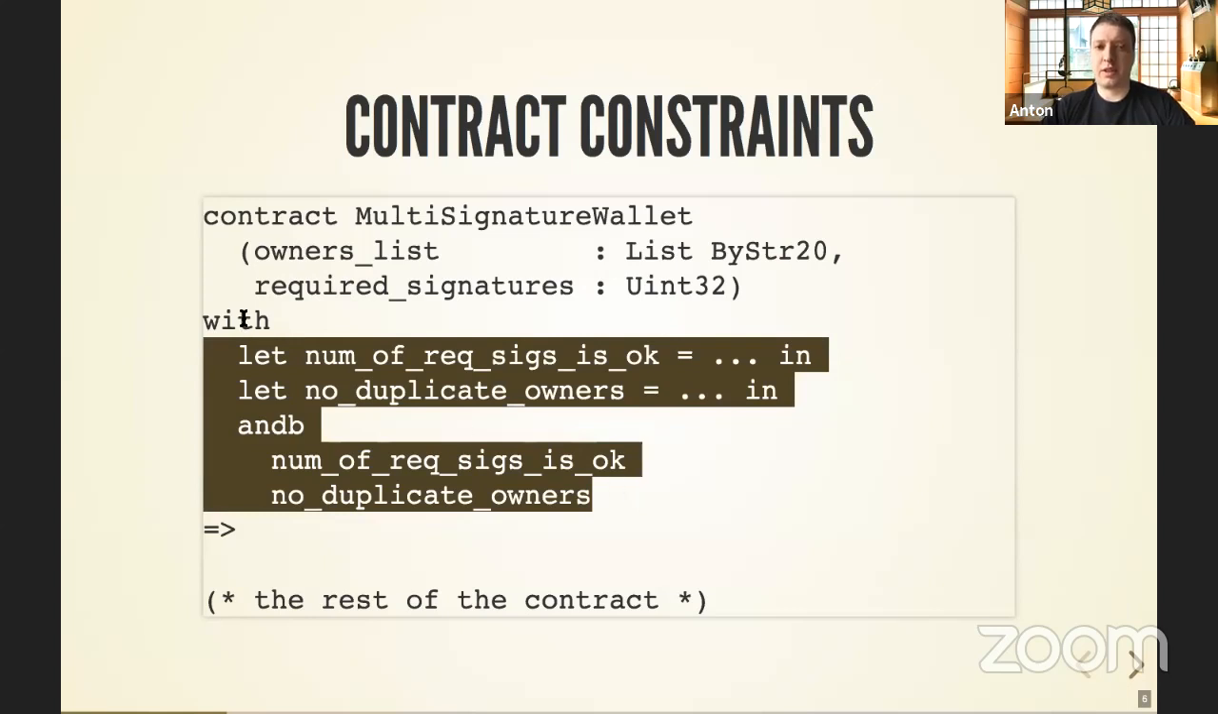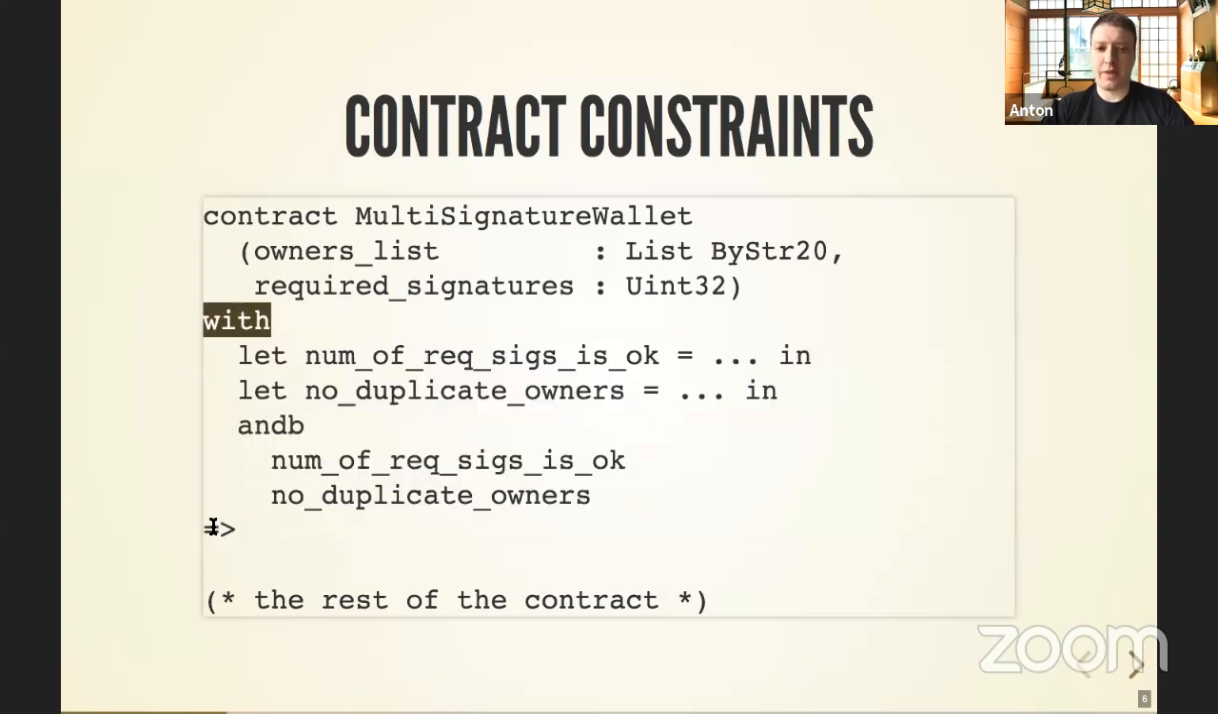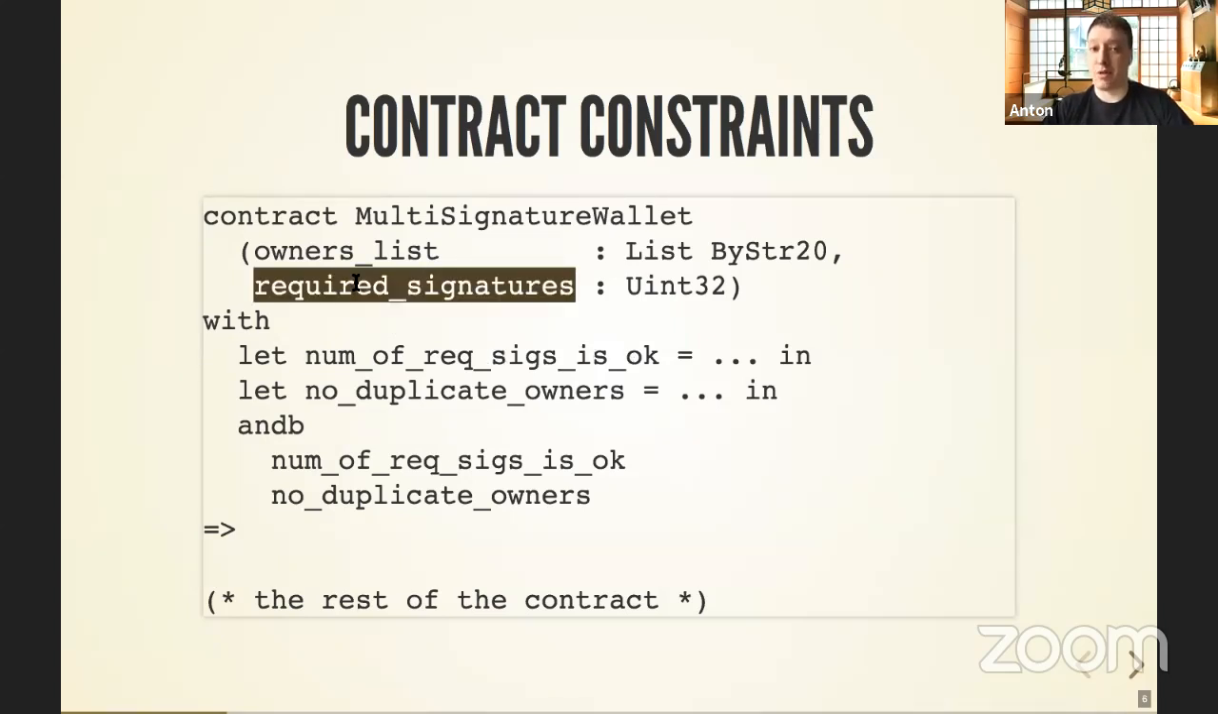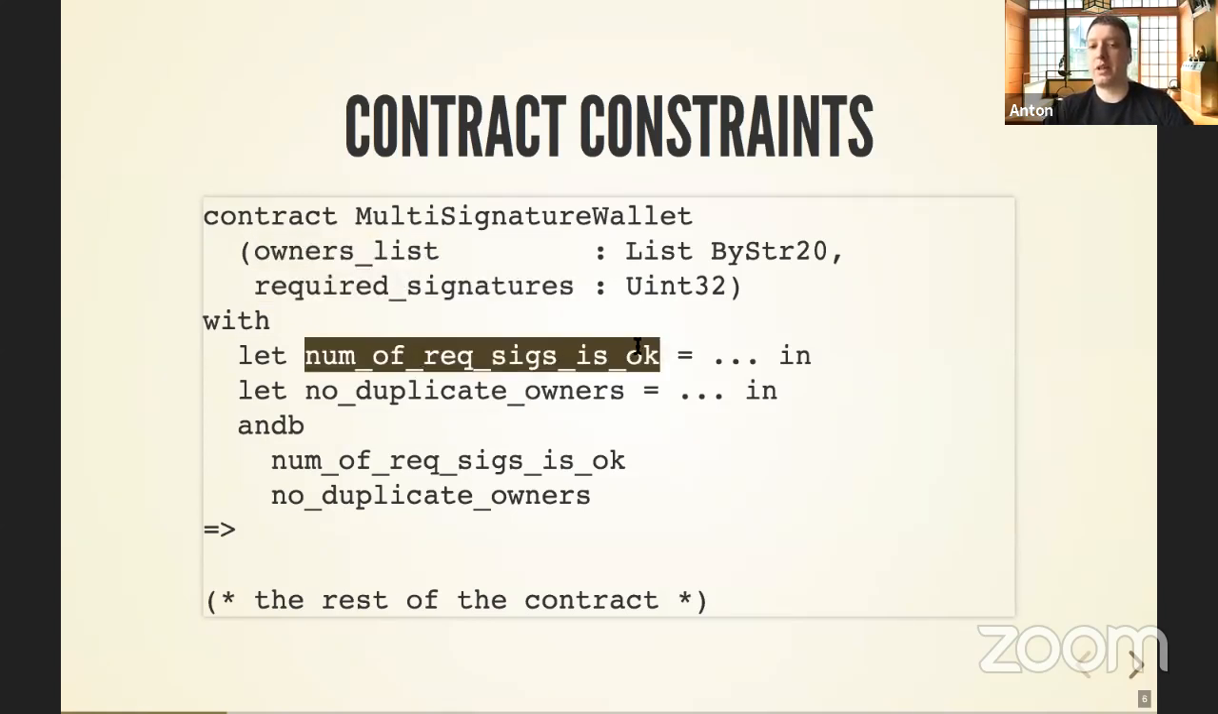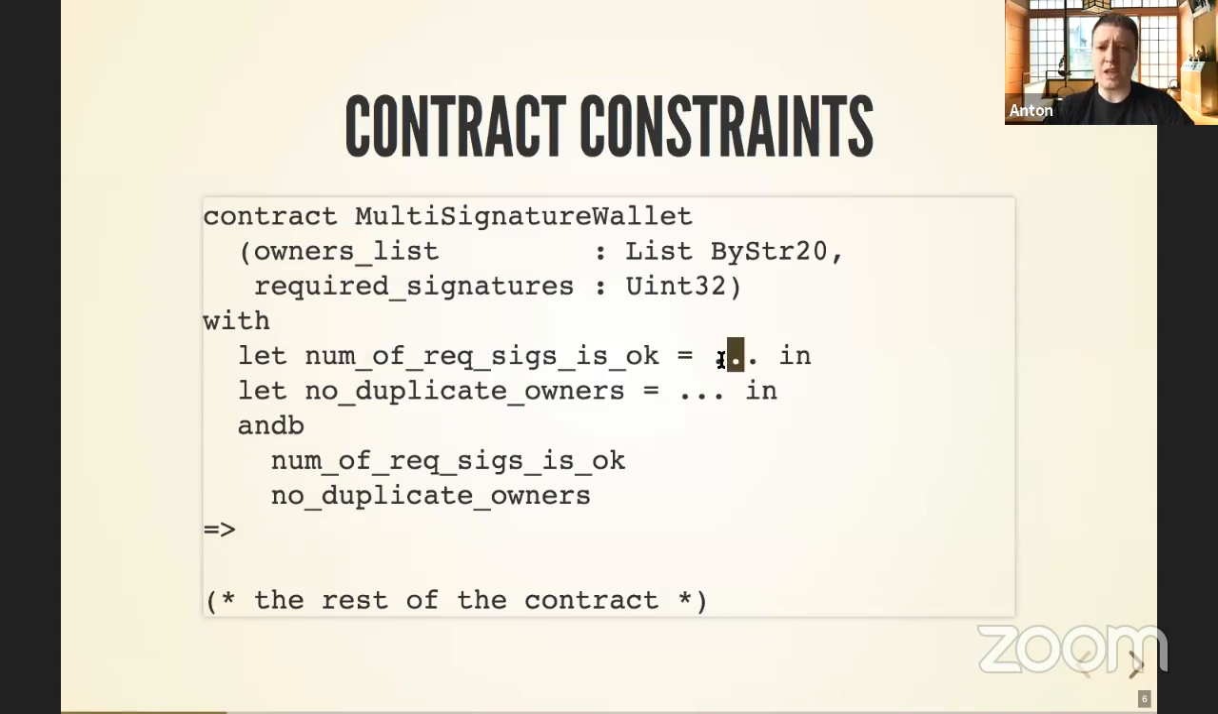So we have this special syntax between with and the double arrow. You put a Scilla expression, which is basically a Boolean, right? And you say something like, okay, the number of required signatures is okay, which means it's within certain limits. So for example, you definitely want the number of required signatures to be greater than 0, right? And you also want the same thing to be less than or equal to the length of the owner list, right? So that's the first one. And I'm skipping the exact expression because I think you got it already, and also it wouldn't fit into the slide, right?